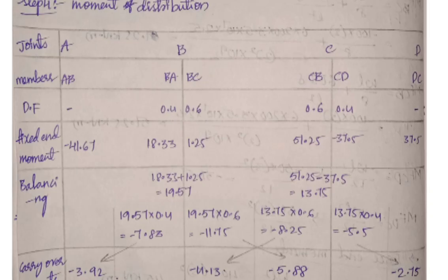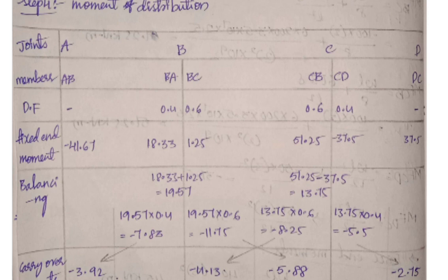The next step is the moment distribution table. First we need to write joints A, B, C, D, then members AB, BA, BC, CB, CD, DC as shown in the table. The distribution factors we need to write: 0.4, 0.6, 0.6, 0.4. Then fixed end moments we need to write, which we have calculated in step 2. Then we need to balance here.